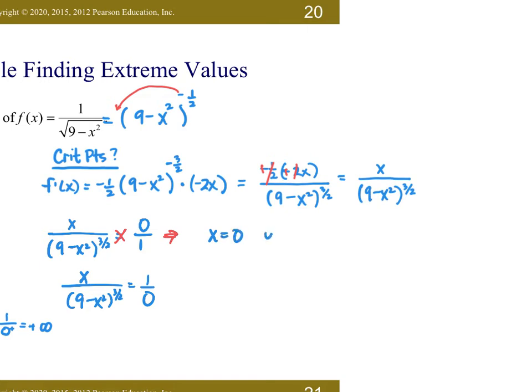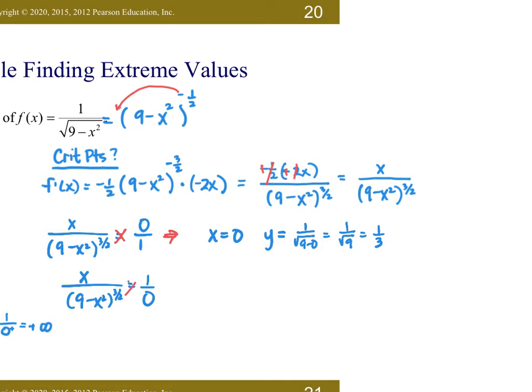And I'm going to plug that back in to my original problem. So I'll put 0 in, so I'm going to get 1 over the square root of 9 minus 0, which is 1 over the square root of 9, which is 1/3. 1/3 is a pretty low number, pretty small.